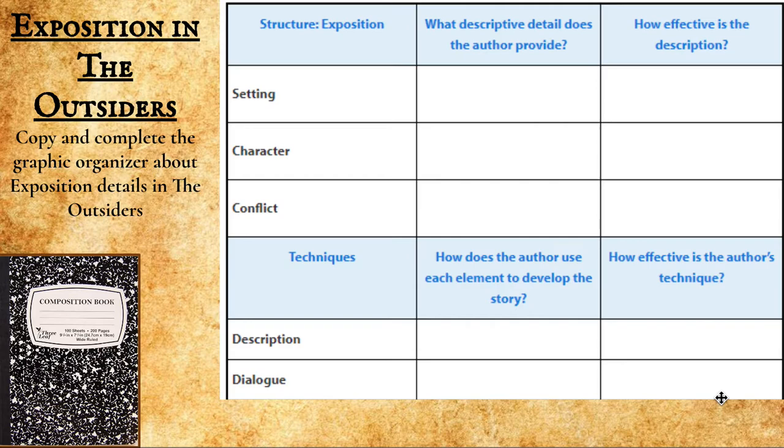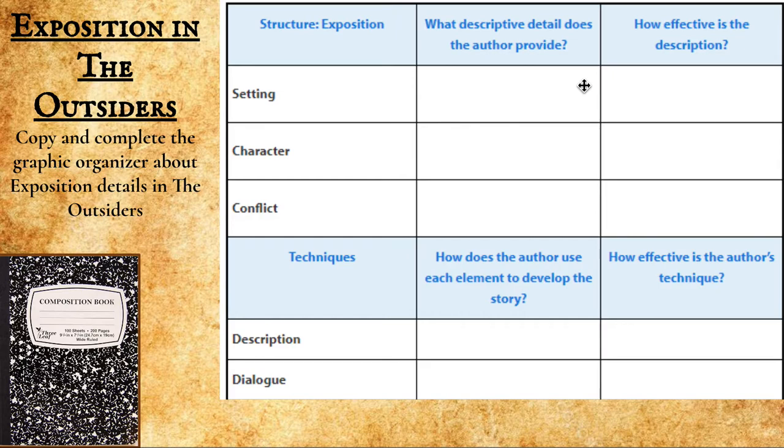So, under structure and exposition, you have setting, character, and conflict. And under techniques, you have description and dialogue. Remember, refer back to the earlier slides if you need to. For setting, you want to have the descriptive details. What descriptive details does the author provide? Under setting, you're going to talk about how the author describes the scene, how the author describes characters, as well as how the author describes the conflict.